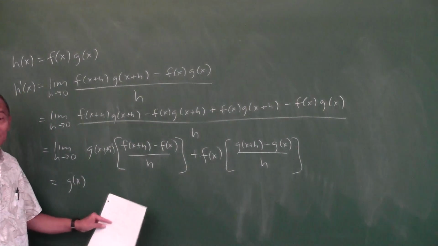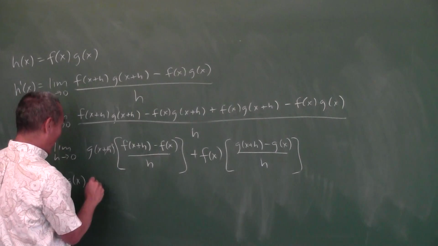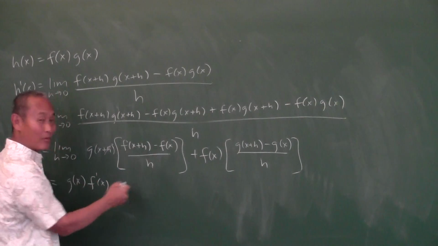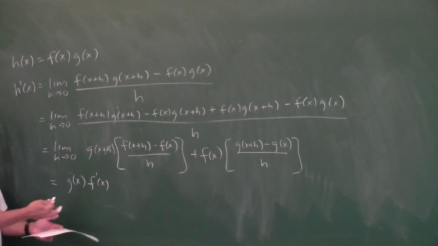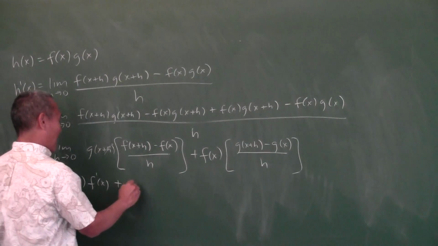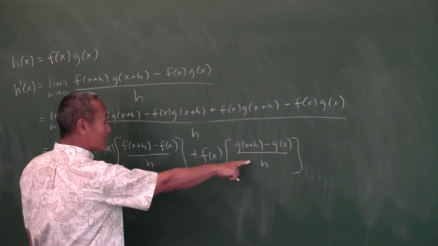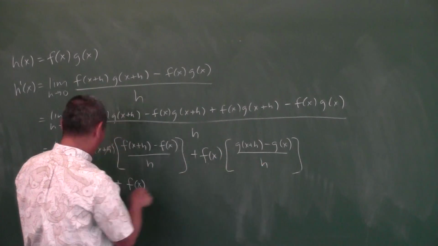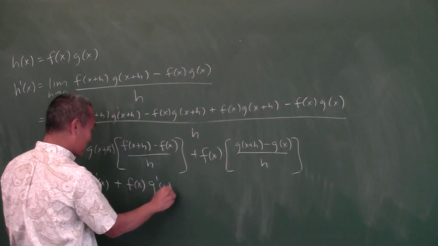That's the definition of the derivative. f prime of x. That's the derivative of f. Plus f of x. And then that's the difference quotient. What happens when you take the limit as h approaches 0? You get g prime of x.